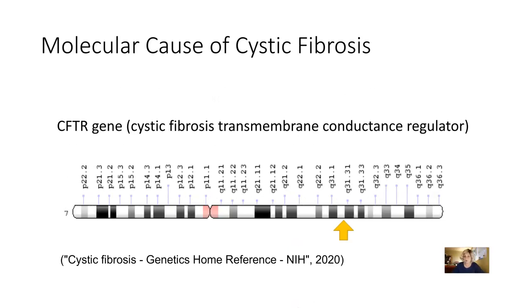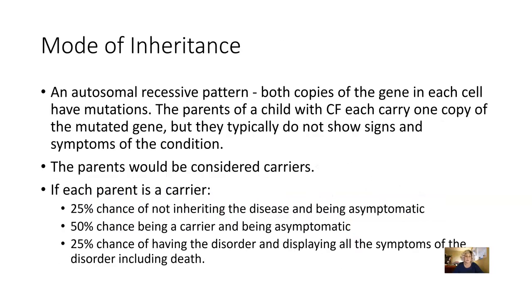This is a picture of a chromosome that we have in our cells, and the yellow arrow is where the cystic fibrosis gene is located, where there might be some mutational problems. I think this is a pretty cool picture, actually.